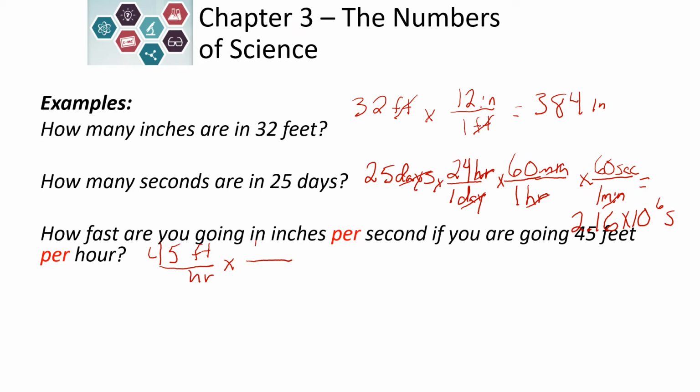We're trying to get to seconds, so we're going to put 1 hour on top, so our units cancel. 1 hour is 60 minutes. Now we're in minutes, but we want our minutes to cancel, so 1 minute is 60 seconds. Our minutes cancel, and now we have our denominator in the unit that we want. This per means divided by. When you see per, that's how I knew it was 45 feet divided by 1 hour.